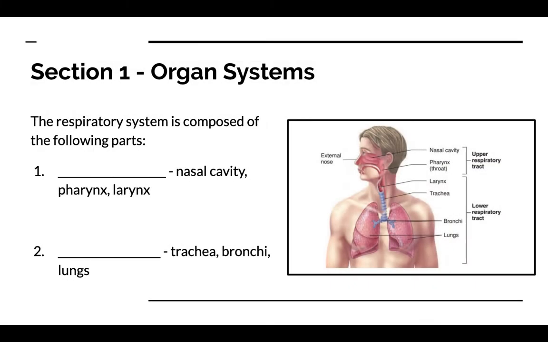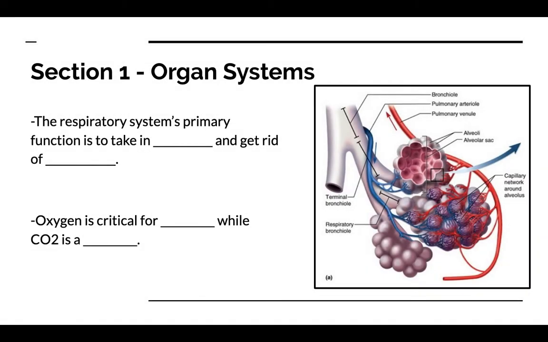Next, we'll dive into the respiratory system. It can be divided into two main parts: the upper respiratory tract and the lower respiratory tract. The upper consists of the nasal cavity, pharynx, and larynx, while the lower consists of the trachea, bronchi, and the lungs. And the respiratory system, as we learned in the previous unit, has the primary function of taking in oxygen and getting rid of carbon dioxide.